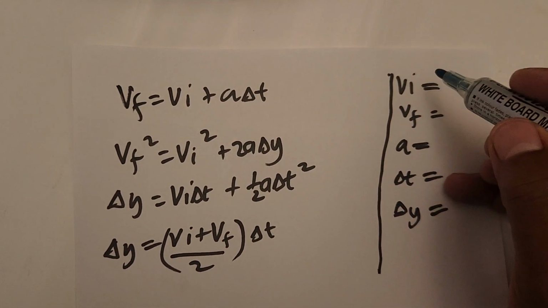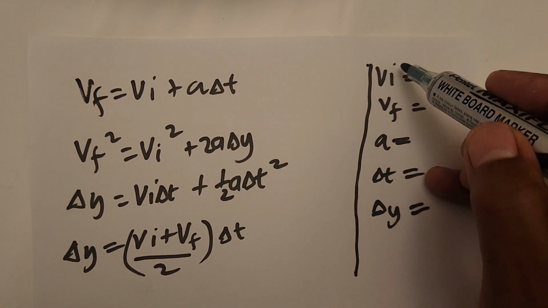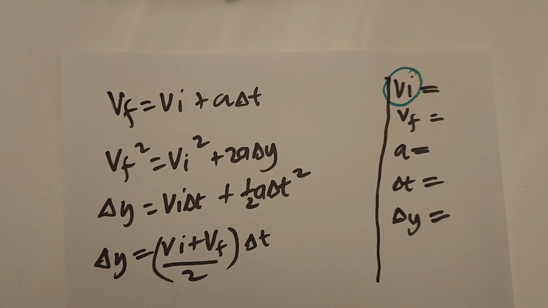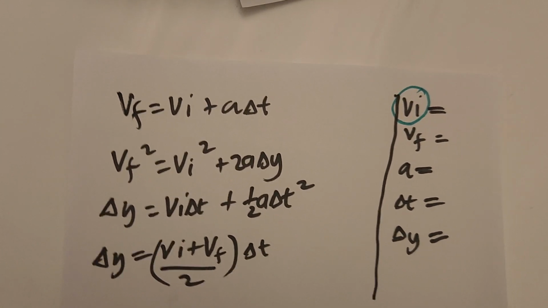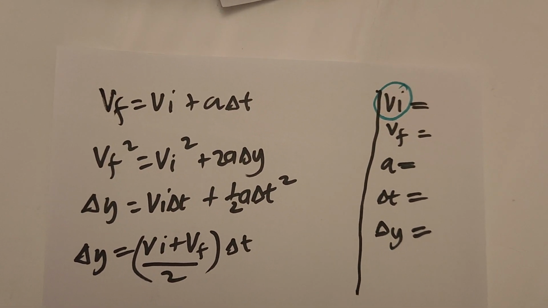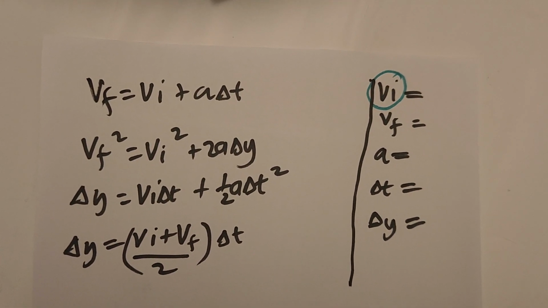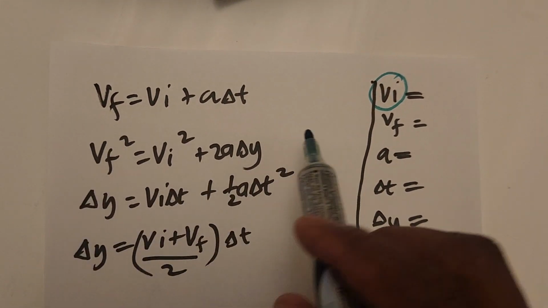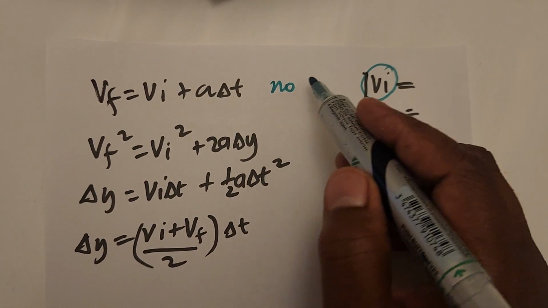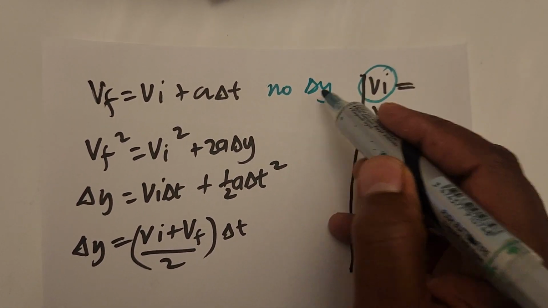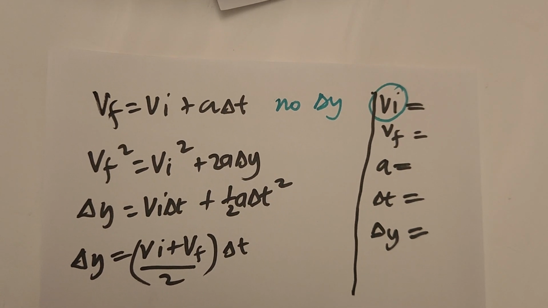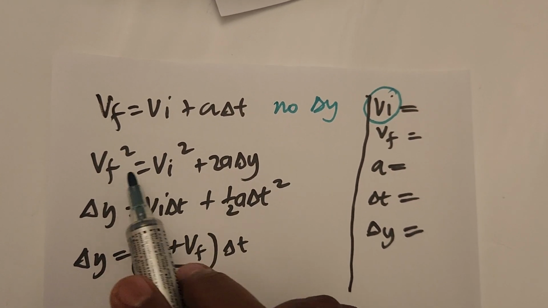And remember, we said in all scenarios you will be given what? Either VI, or we have to calculate it. Now, one thing, because there are 5 quantities and each equation has 4, it means that there's a missing quantity in each one of them. The first one is missing delta y. I mean that if you are given any information between 2 points and there's no delta y, then you'll use the first equation.